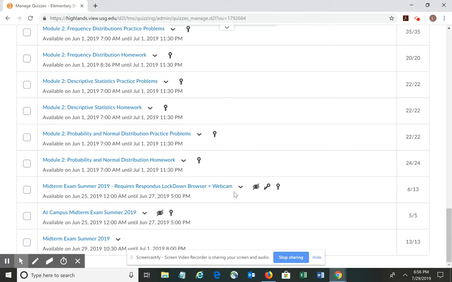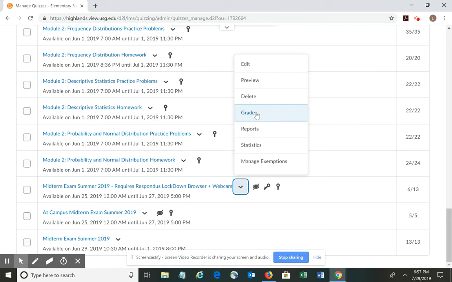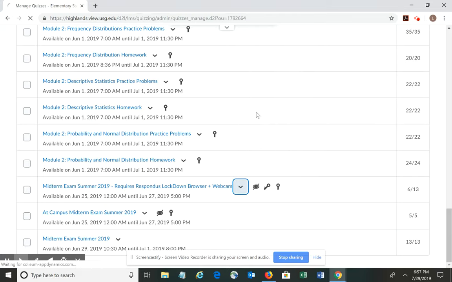It really doesn't matter where I start, so I'm going to start with the first one in the list, midterm exam, summer 2019, requires Respondus Lockdown Browser plus webcam. Okay, so I'm going to click on the drop-down arrow at the end of the quiz name, and I'm going to scroll up the menu list till it says grade, and I'm going to select grade.